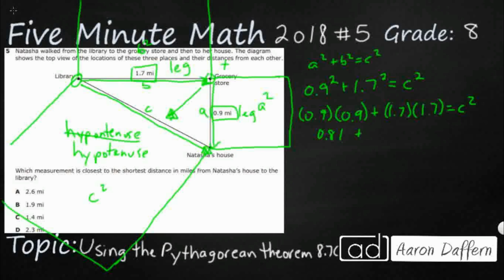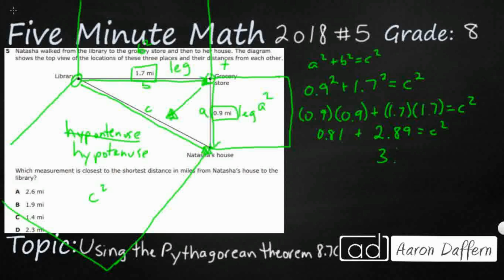Then 1.7 squared is going to be 2.89. And then that's going to equal C squared. So we add those two up. And using our calculator here, we get a 3.7.